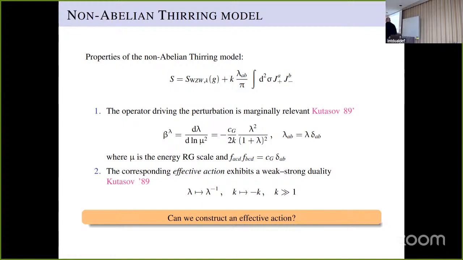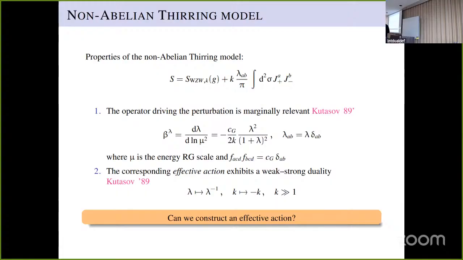On top of that, in another paper, using path integral arguments, he found what the effective action should be, if such exists. It should capture some kind of weak-strong duality.